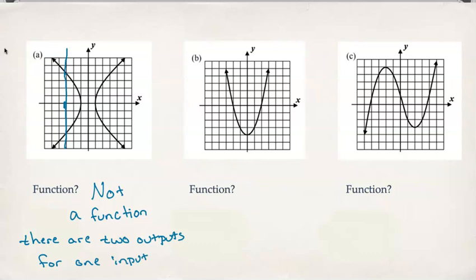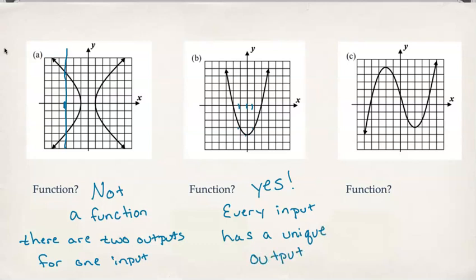For B, no matter where I go, every input goes to one output. So this one is a function. Every input has a unique output. Looking at C, similarly, yes, it is a function. I'm looking at my vertical line test here. There's no place where I have one input that goes to two outputs. So we'd say, yes, it is a function, and it has the same reason as that. Every input has a unique output.